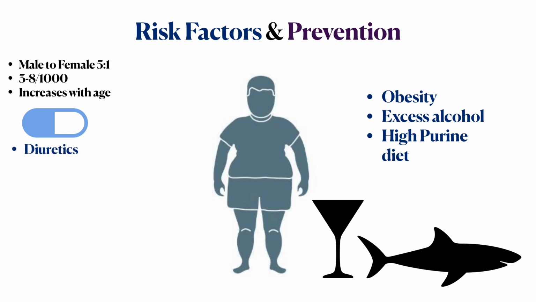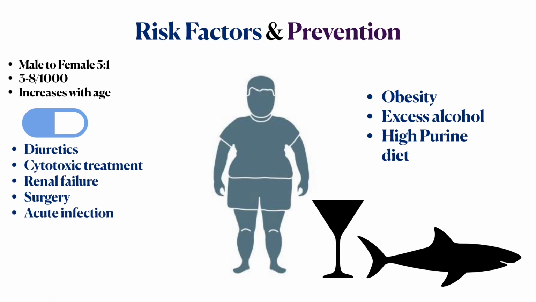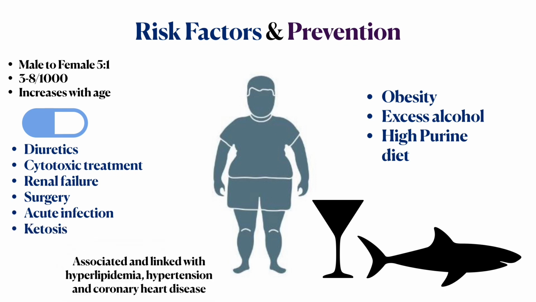So certain medications can provoke gout, so diuretics, for example. There are certain cytotoxic treatments as well that can provoke gout. Diseases and issues within our bodies such as renal failure, surgery, ketosis, plaque psoriasis, polycythemia. These are all things that can provoke gout to occur. So the overwhelming majority of it is a lifestyle factor, but there can also be other things as well. And there's a high association and a link to hyperlipidemia and cardiovascular disease.